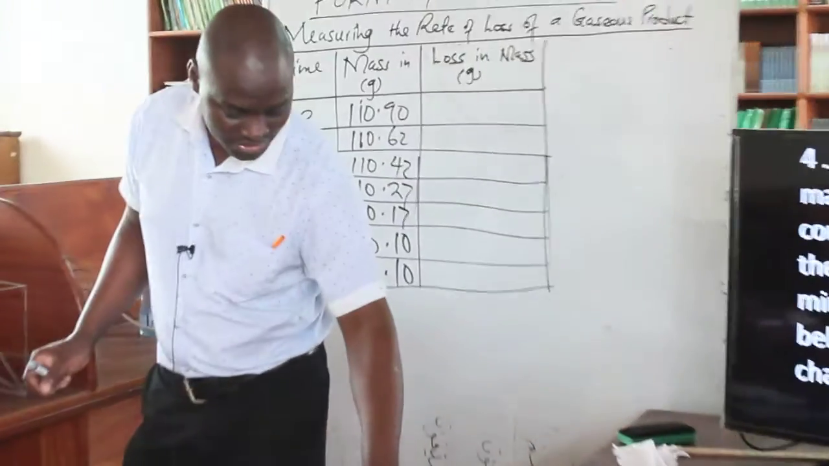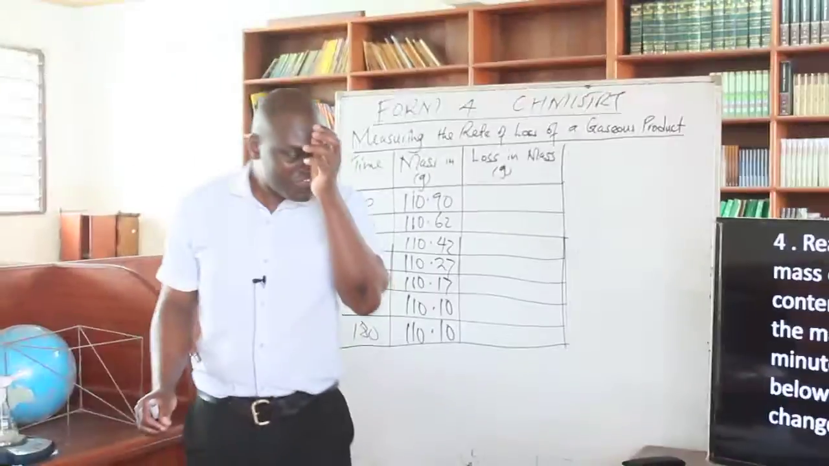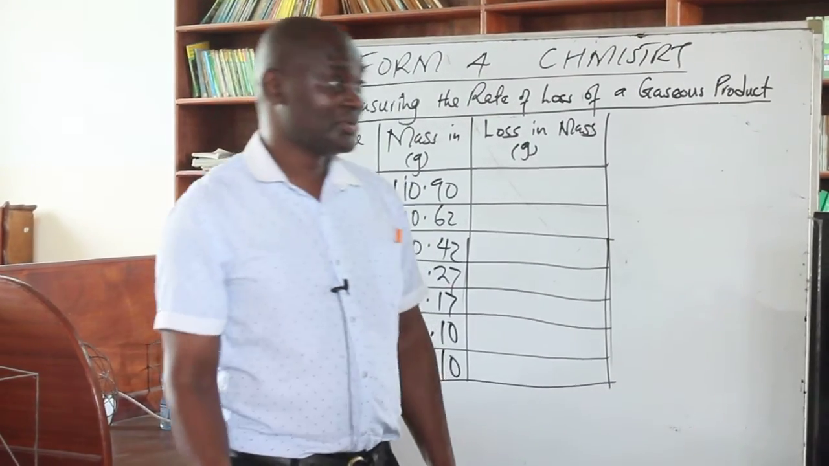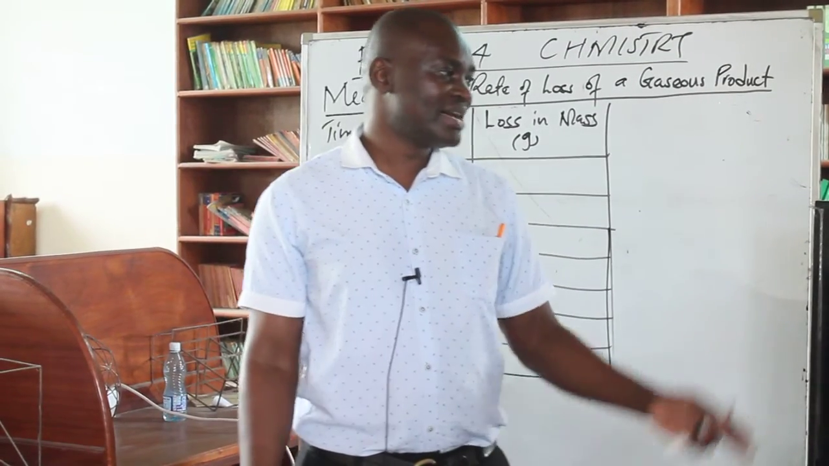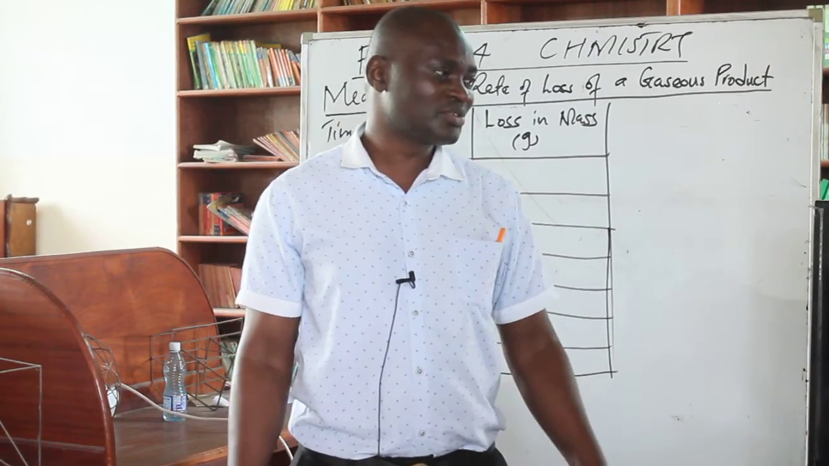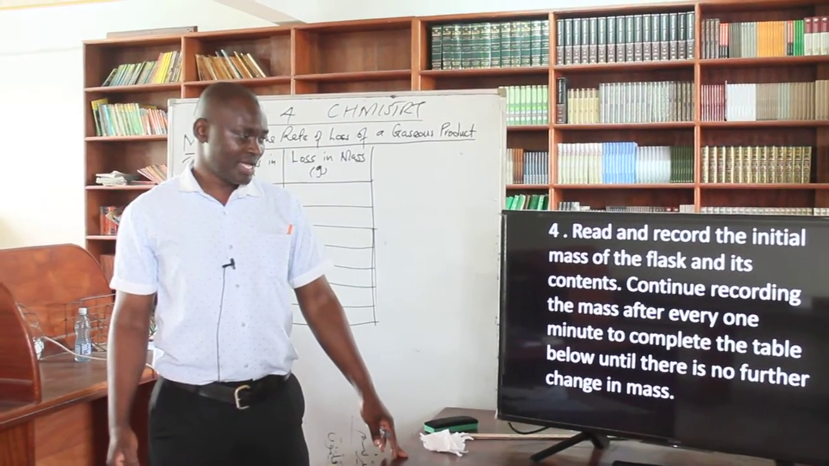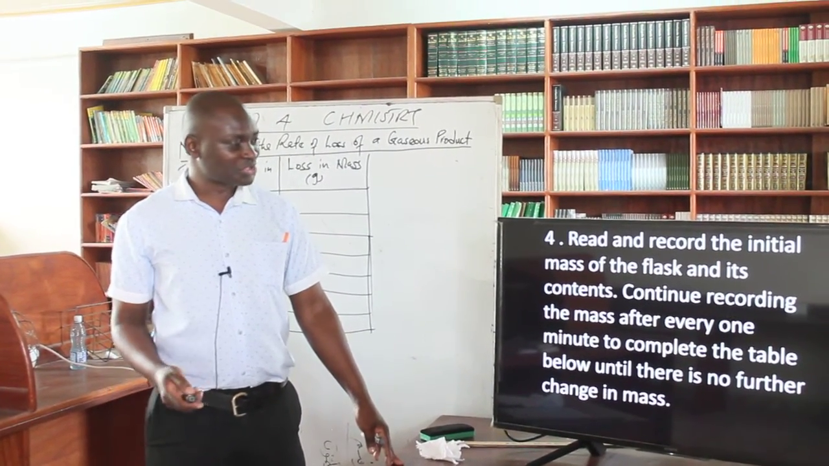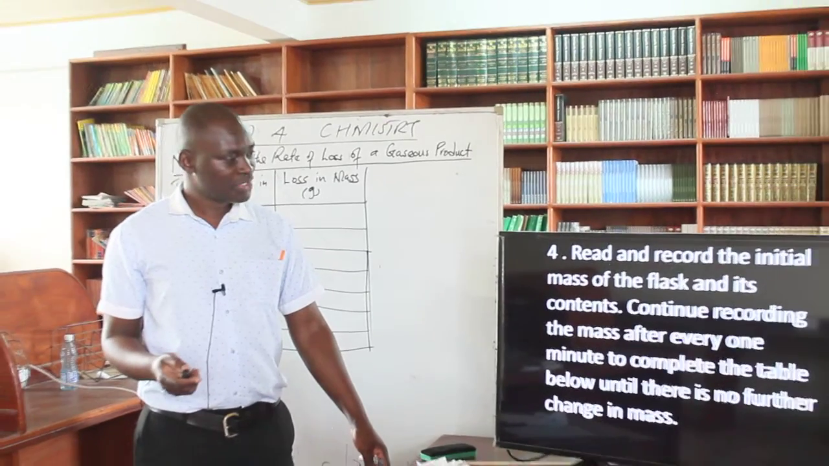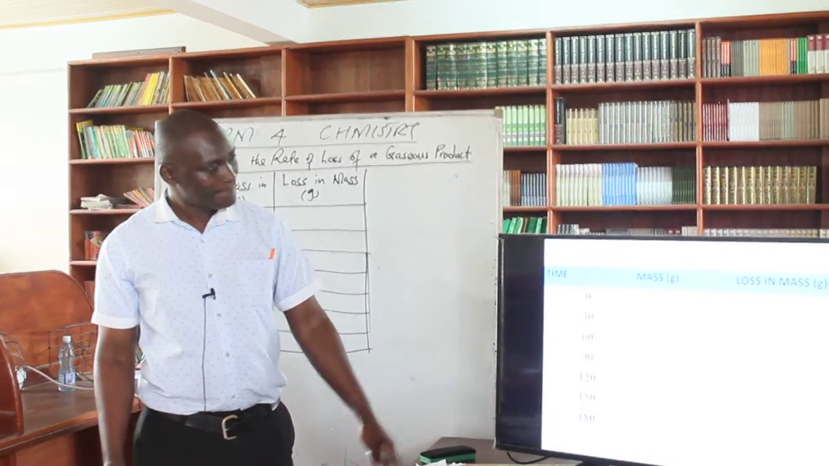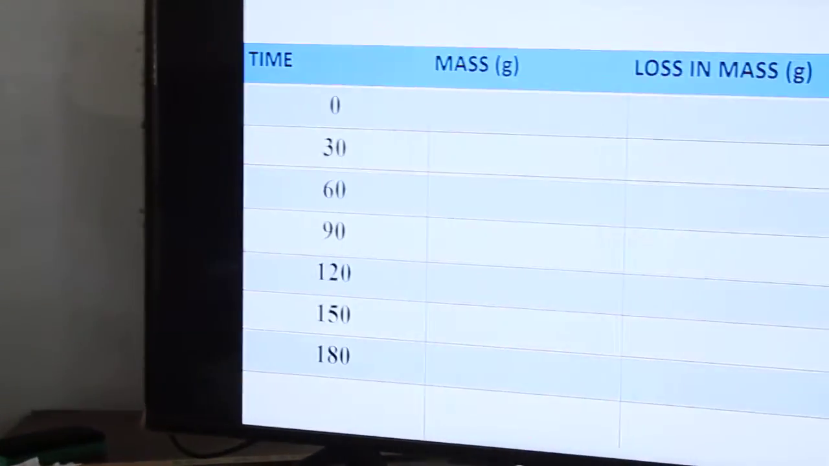Now from here, you will read and record the initial mass of the flask and its contents. Continue recording the mass after every 30 seconds to complete the table below. So we have our table, that is the table that I drew there, and we have completed it.